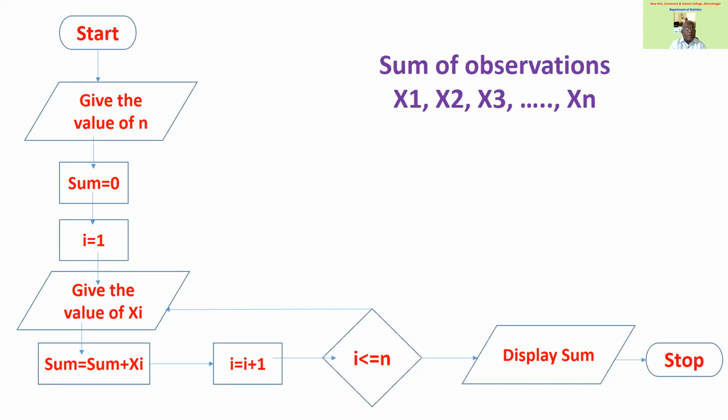Parallelograms are used at many places. The process rectangle is used at many places. You may use the decision box at many places. But start and stop must be exactly once, because your algorithm, your flowchart should start at one point and it should end at one point. So that is what the concept of flowchart is.